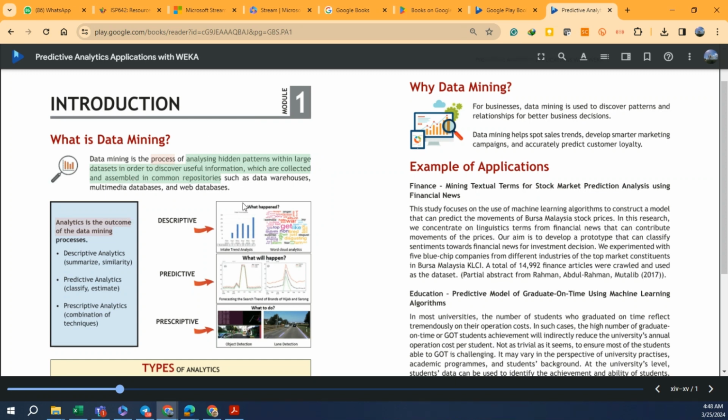Analytics ada banyak analytics. Ada four analytics you have learned previously. There are four types of analytics. Antaranya descriptive, predictive, prescriptive, and one more. One last thing is diagnostic.